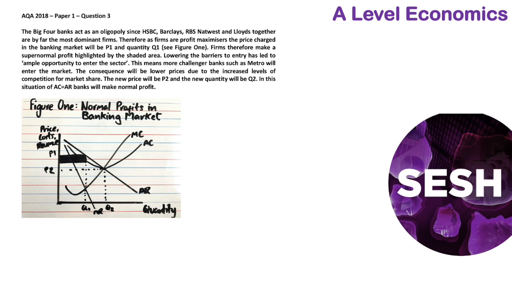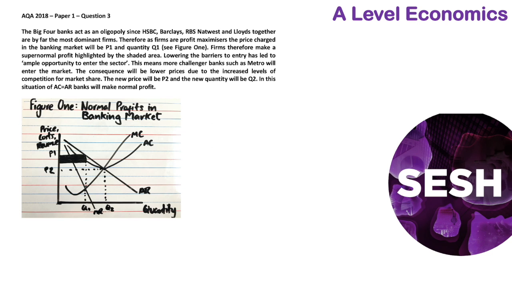So this is AQA 2018 paper 1 question 3. The big 4 banks act as an oligopoly since HSBC, Barclays, RBS, NatWest and Lloyds together are by far the most dominant firms. Therefore, as firms are profit maximisers, the price charged in the banking market will be P1 and quantity Q1. See figure 1. Firms therefore make a supernormal profit highlighted by the shaded area.